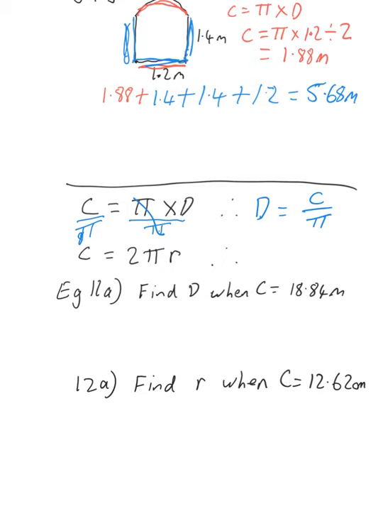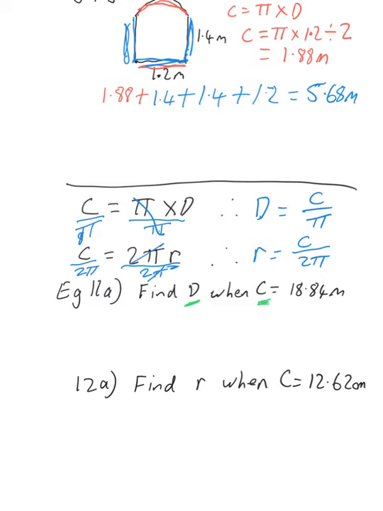Okay, now same with this one. If we want to get the radius by itself, then we know we can divide both sides by 2 pi. 2 pi divided by 2 pi. Okay, they cancel each other out, and we have the radius equals circumference divided by 2 pi. Now, if we look at question 11a, it's being asked to find the diameter given the circumference.